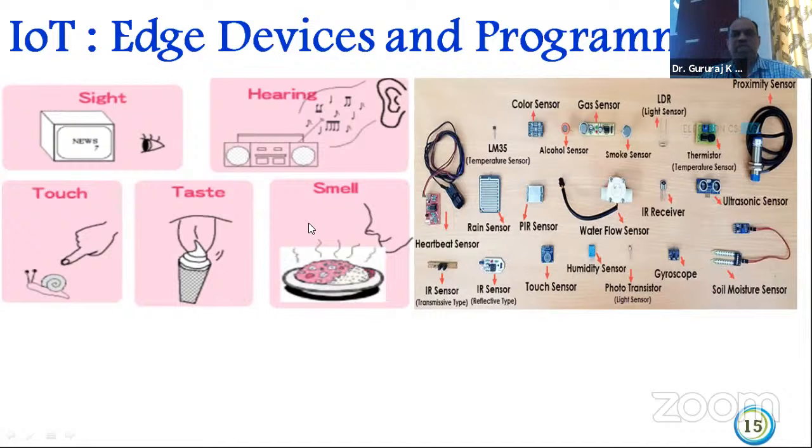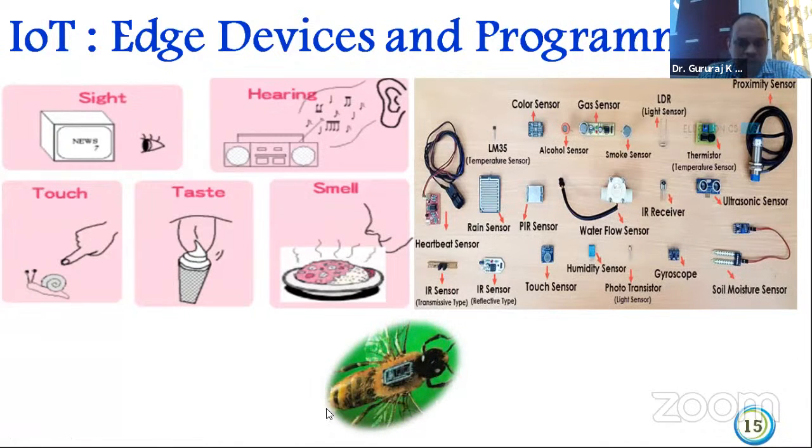We can have taste sensors, then smell sensors, the gas sensors and all those come under the smell sensors. We can use all those devices. And here I wanted to show this image. The key thing that we need to observe here is it's just a honeybee on which a sensor is there. That reflects how minute the sensors can be designed.